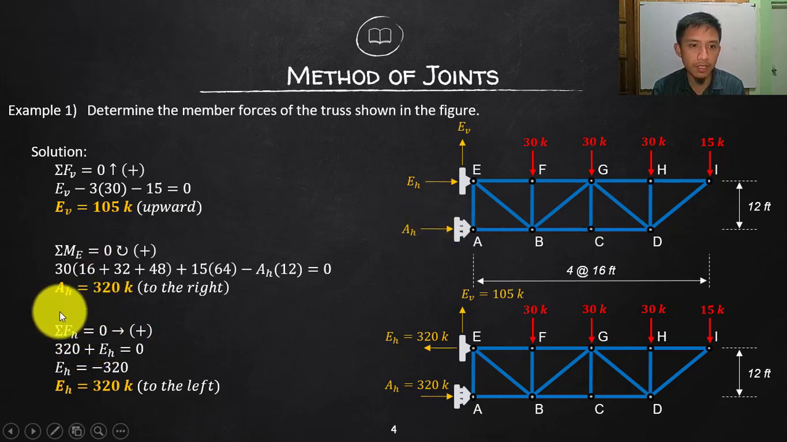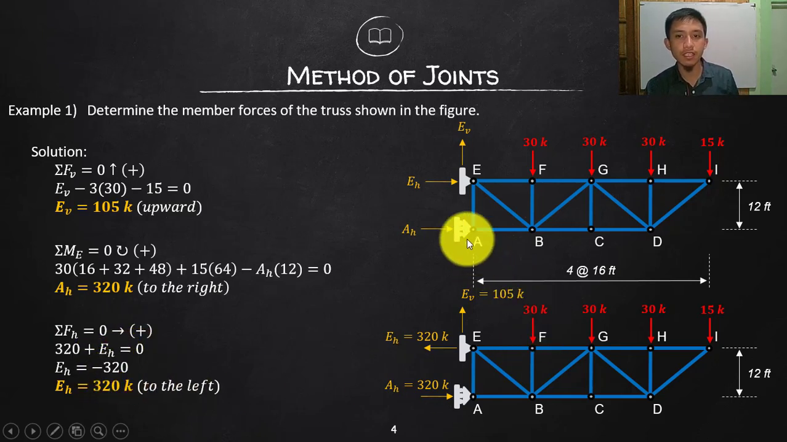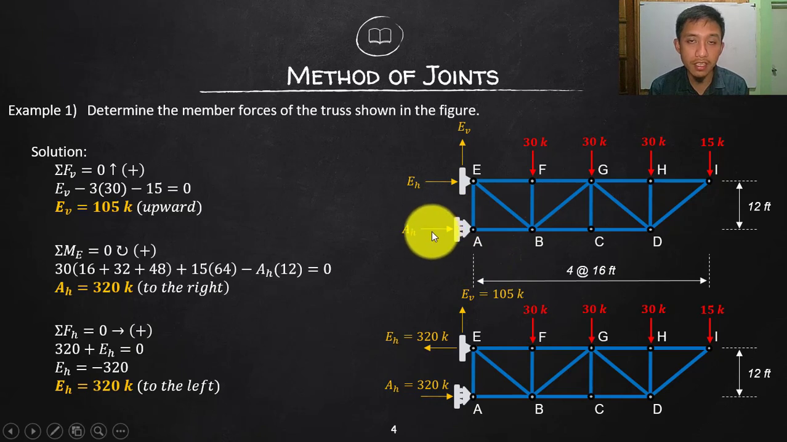However, that is already 320. E sub H, which is positive, since that is going to the right. Therefore, transposing this one, we get negative 320. The negative only means that our initial assumption is wrong. The direction is wrong, so all we need to do is reverse the direction. My initial is going to the right, so I will reverse that one; it is supposed to be going to the left.